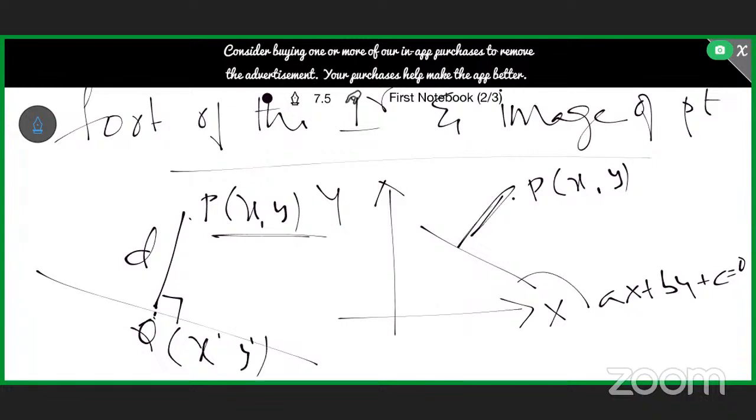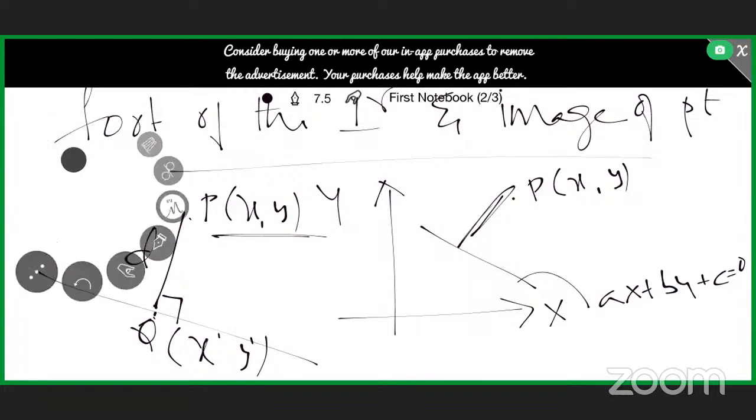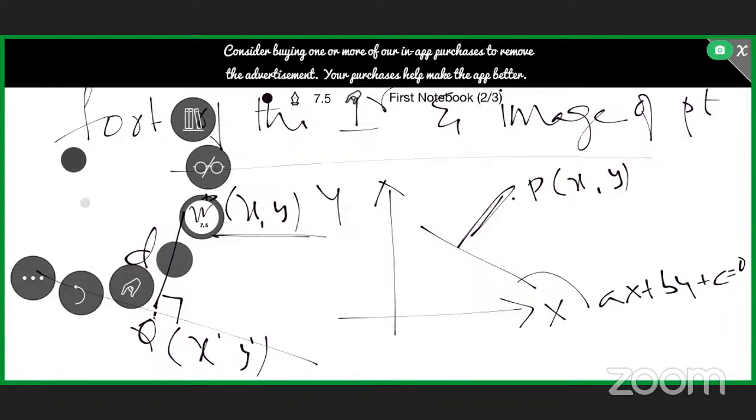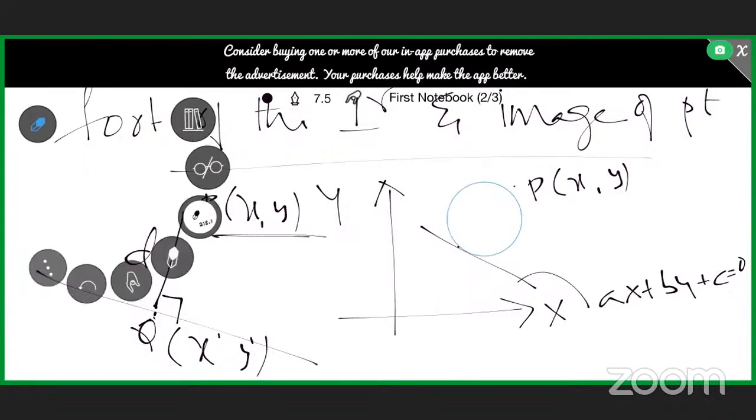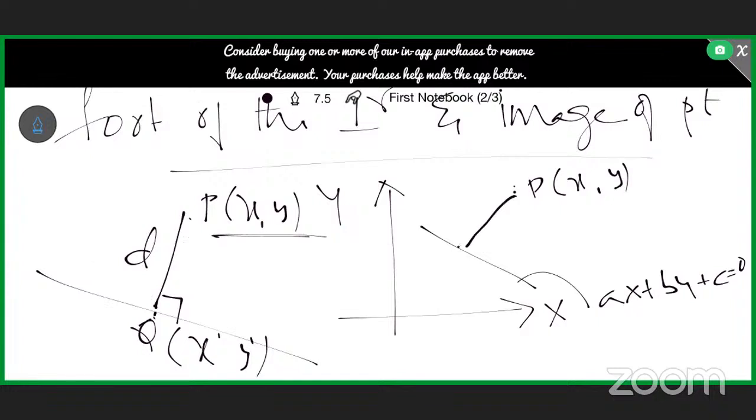Q(x', y') is nothing but the foot of the perpendicular, meaning the foot on which the perpendicular is standing. The meeting point of the perpendicular on the line is called the foot of the perpendicular. If this is my line, and this is my perpendicular, this point Q(x', y') will be my foot of the perpendicular. Do you understand the concept of foot of the perpendicular now?